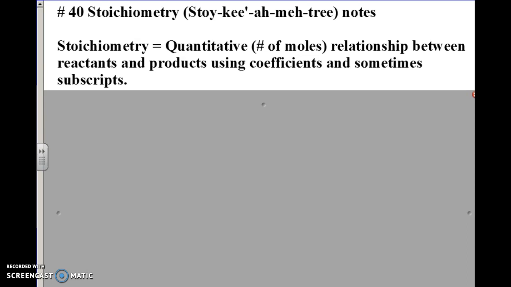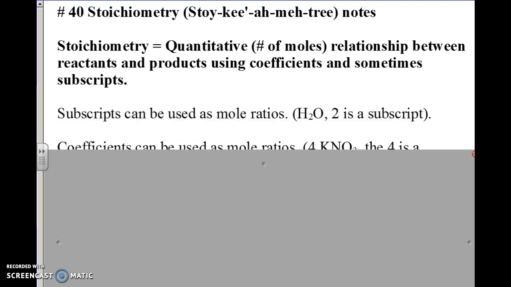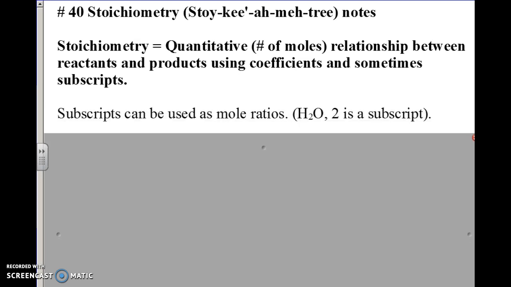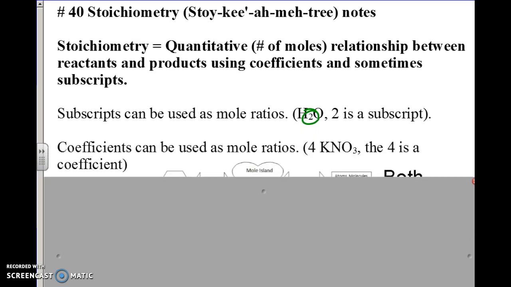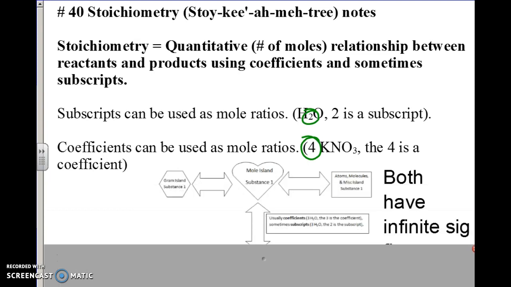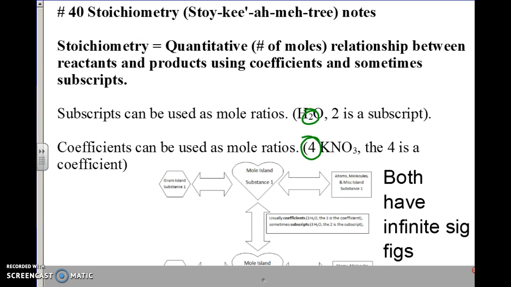Stoichiometry is the quantitative, or number of mole, relationship between reactants and products using coefficients and sometimes subscripts. Subscripts can be used as mole ratios, such as this 2 in H2O. So there's 2 hydrogens in every water molecule. Coefficients can also be used, these are the numbers out in front, such as 4 moles of potassium nitrate. Both have infinite sig figs. And again, we're going to be concentrating on this bridge right here for most of our problems today.